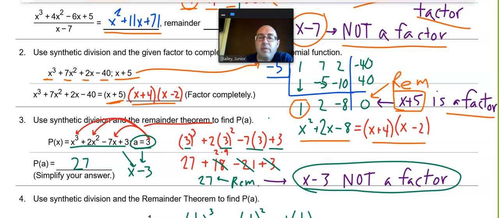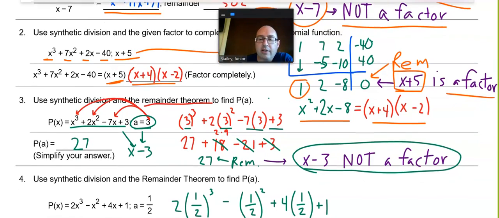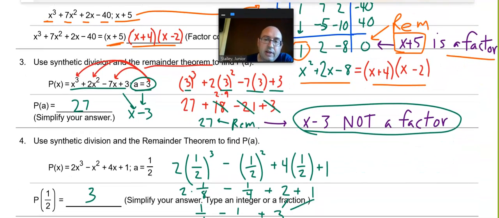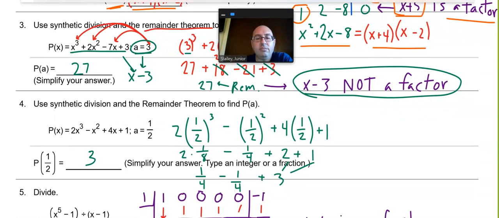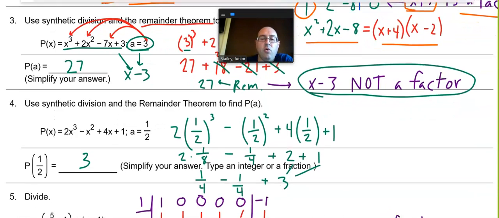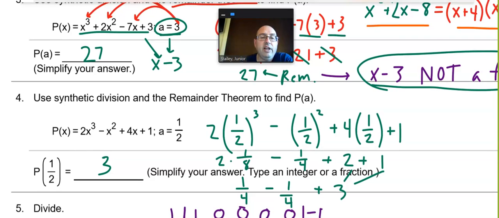I know they didn't ask me about the whole factors, x minus 3 is not a factor or is a factor, but I need to know that. So, better get used to it. Question 4. Your favorite, fractions.